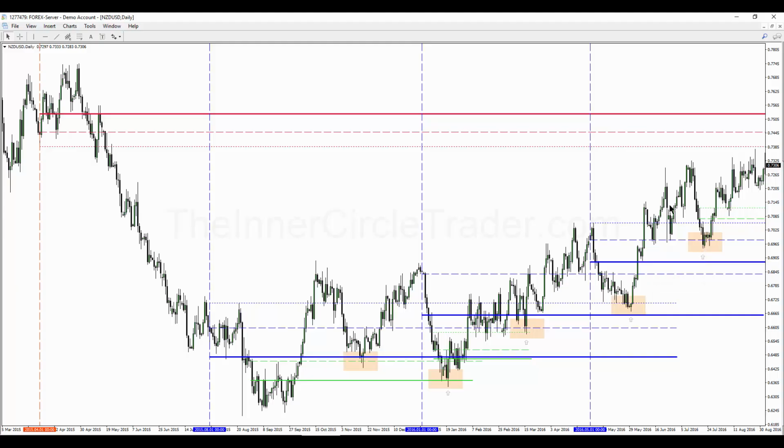Price rallies away, comes back down, finds some support of the bullish order block, and the opening of May 2016's bullish order block on a monthly level. Rallies higher and comes back down again, takes out the equal lows. Here's your turtle soup, run on liquidity pool. Rallies away.